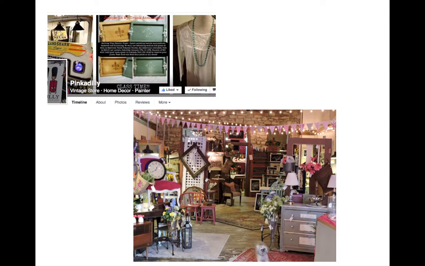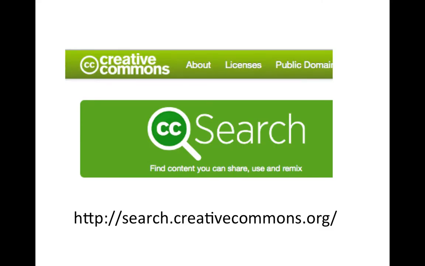I'm showing some pictures here of one of my favorite little stores in Topeka. It's called Pinkadilly. And the whole goal of the store is to repurpose. So they take things that are old or things that people didn't want anymore, and they give them new life. They spruce them up, add their own little twist, and now they become something creative that is useful to someone else. That's also true when it comes to information, especially online information.